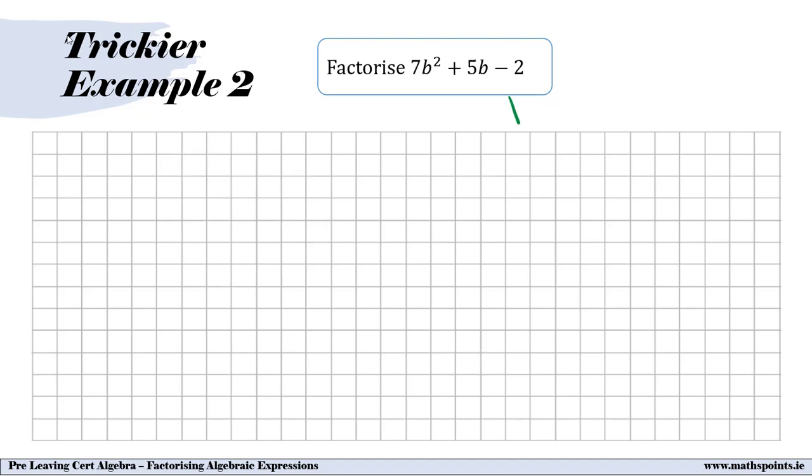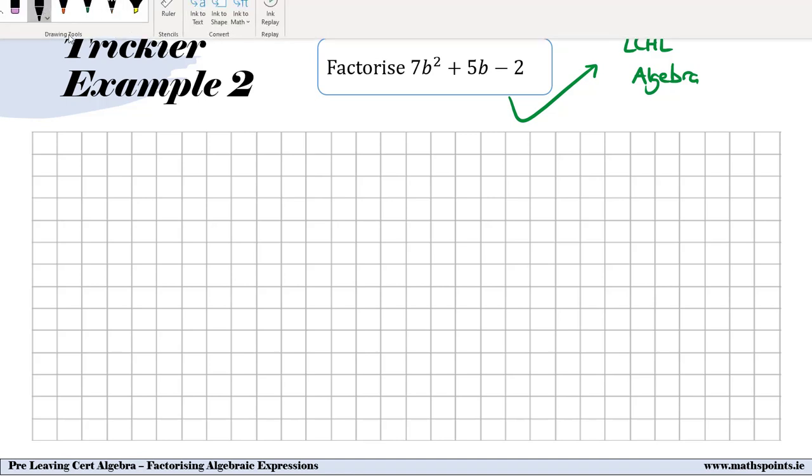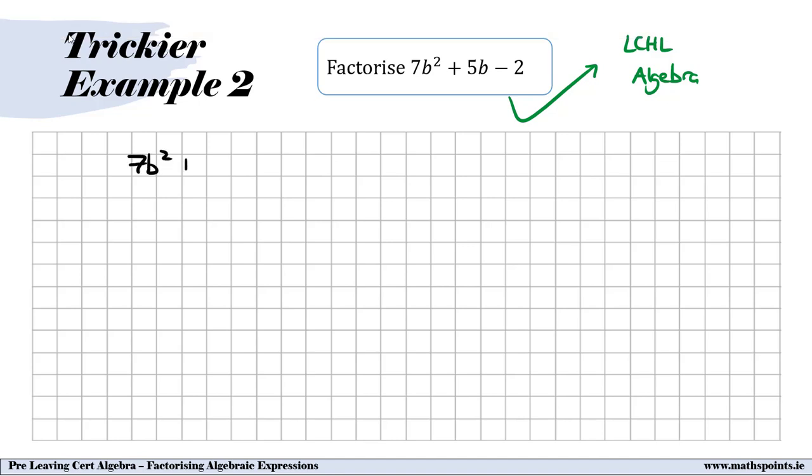Okay, so the second question has been adapted from a Leaving Cert higher level algebra question. So this was a question on simultaneous equations, so not of the type that we would have seen in our junior cert. This is a type of simultaneous equation where we would have had a linear equation combined with what's called a non-linear equation. So again, we're not overly concerned with where it comes from, but at some stage during the question, we would have to factorize this expression that we formed, which is 7b squared plus 5b minus 2.